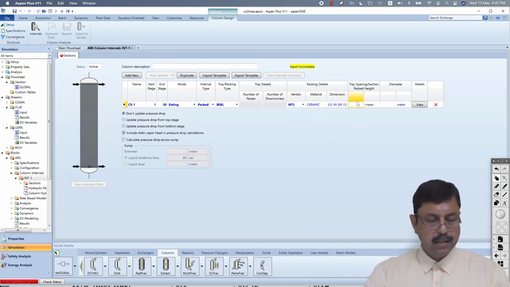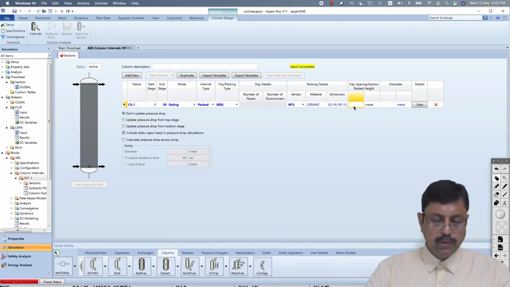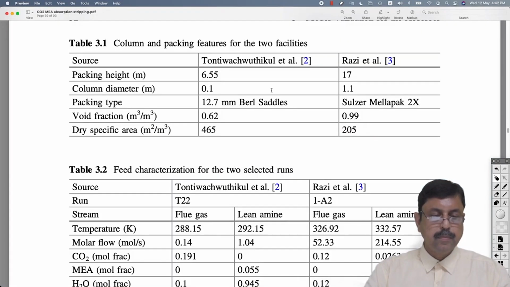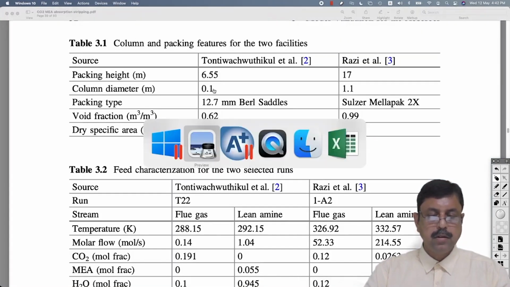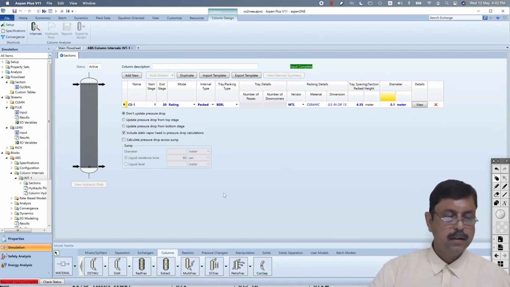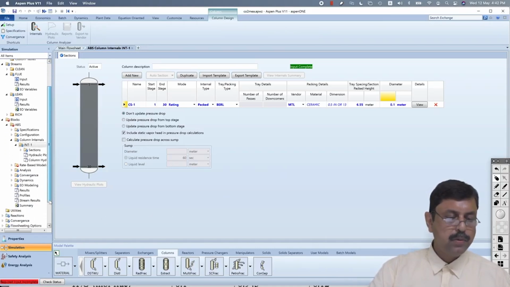Packed height is 6.55 meter. So we'll write 6.55, and diameter is 0.1 meter. Okay. So it is done. Now we shall come down to rate-based modeling.